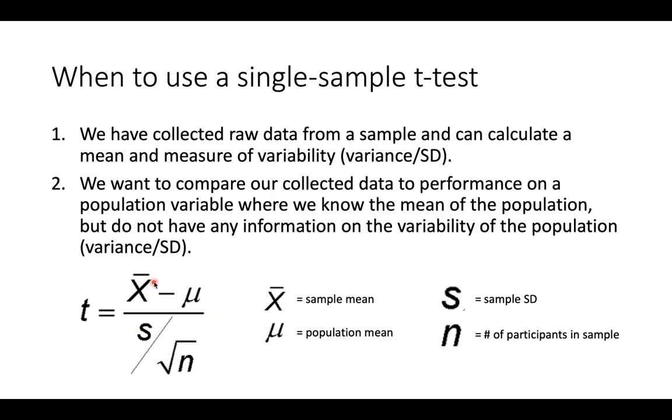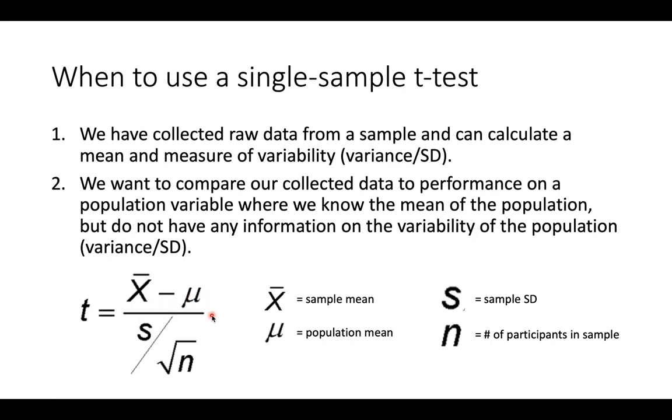Over here, X bar represents our sample mean. This funky U is a mu. That's mu, it's a Greek letter. Mu is going to represent our population mean, the known population mean, like IQ is 100. So the numerator of our t-test statistic is simply a mean difference. How different is your sample from the population? Super easy, super clean.